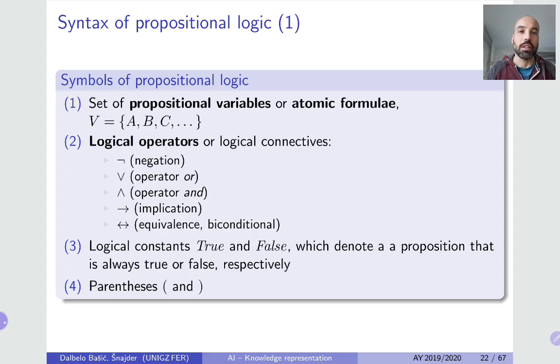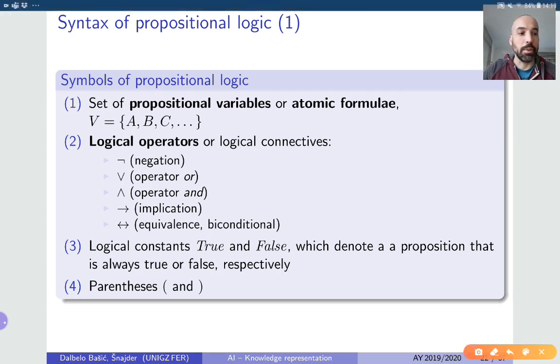So syntax first. Syntax is very simple in case of propositional logic. First, we need to define the alphabet. What are the things that we are working with that constitute the building blocks of the formulas? So these are the symbols of propositional logic. First, we're going to have a set of so-called variables, propositional variables or atomic formulas, and we'll use uppercase letters for these. And let's denote with V the set of these formulas.